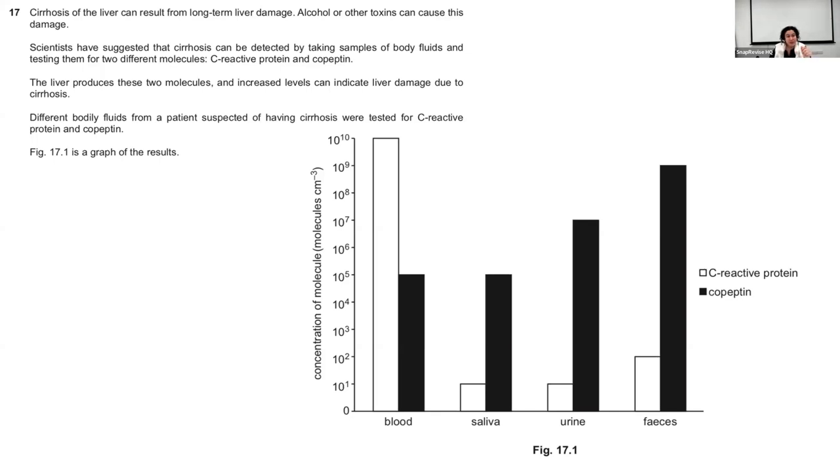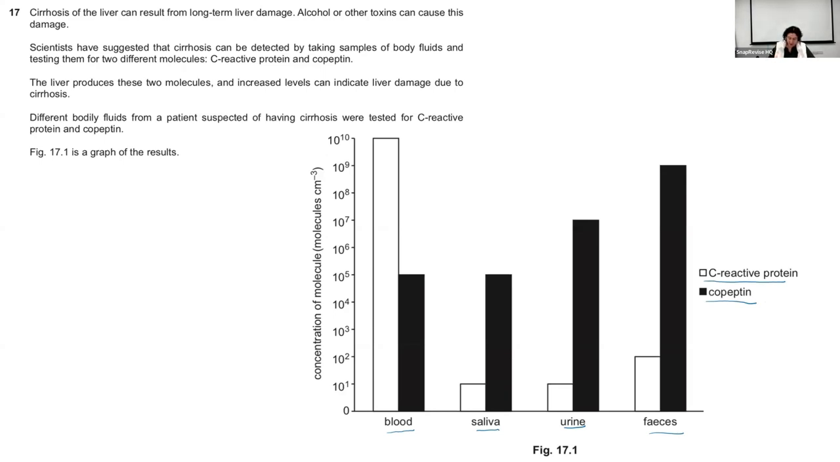Different body fluids from a patient suspected of having cirrhosis were tested for C-reactive protein and copeptin. And in this graph here, we've got the results. We've got C-reactive protein in the white bars, and we've got copeptin in the dark bars, and we've got the blood, saliva, urine, and feces, so different body fluids. The feces do contain some fluid.